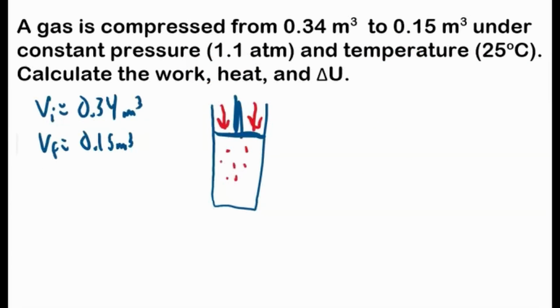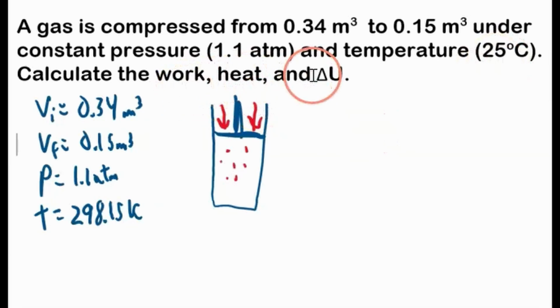We have a constant pressure, so that's important, of 1.1 atm. Again, we're in the wrong units, but that's okay. And a temperature of 25 degrees Celsius. Let's convert that to Kelvin right now, 298.15 Kelvin. Okay, so work, heat, and delta U.